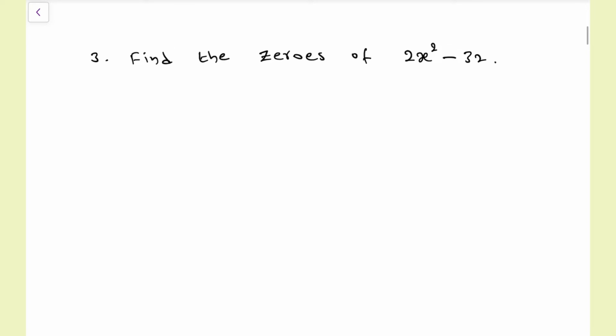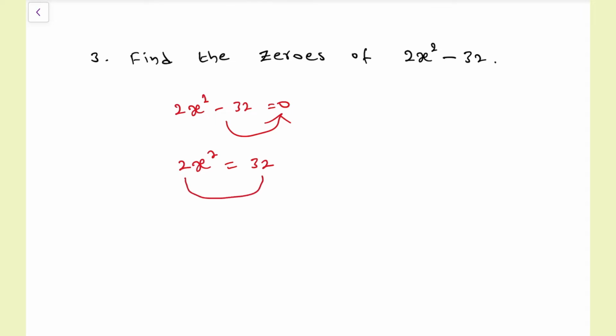Question number 3. Find the zeros of 2x square minus 32. We have one quadratic polynomial, so we need to find out the zeros of it. 2x square minus 32, make it equal to 0. Take minus 32 to the right side. So, we get 2x square is equal to minus 32, which will become plus 32.